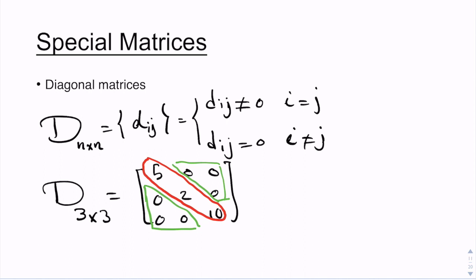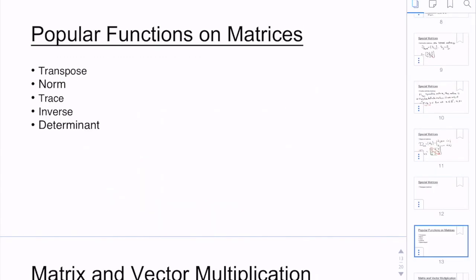So these diagonal matrices are the matrices that we like in linear algebra and also in data science, because they make the calculation much easier, less complex. Okay, in here I'm going to talk about some popular functions or operations on matrices.